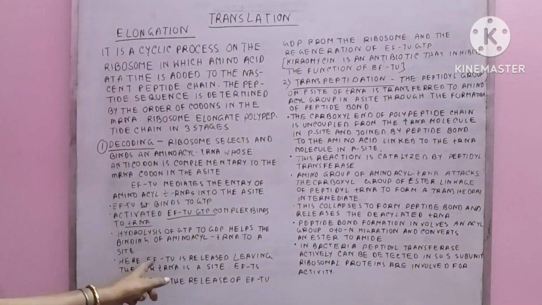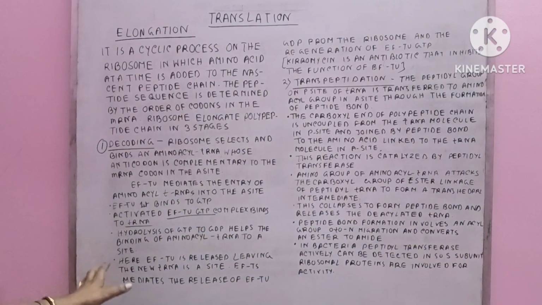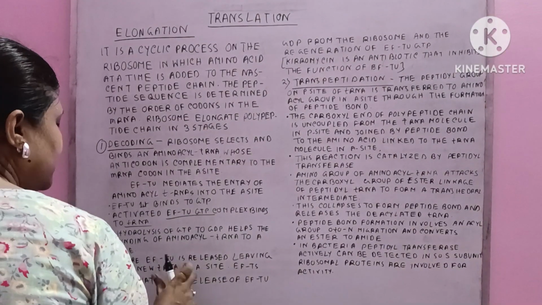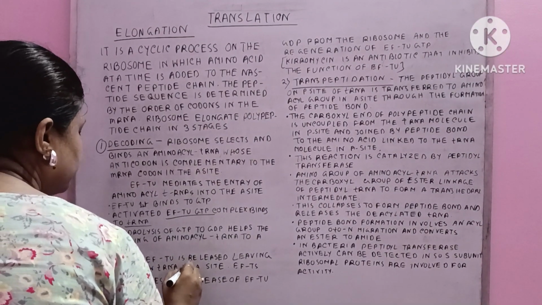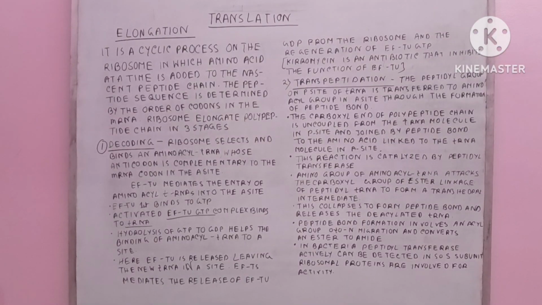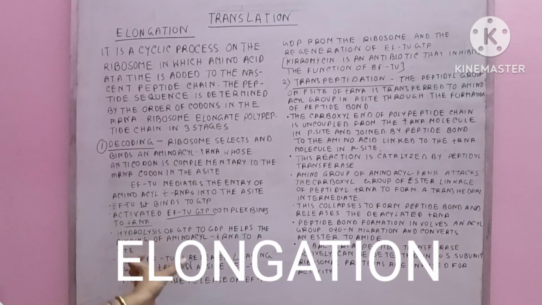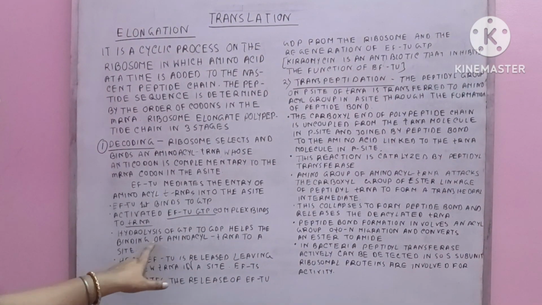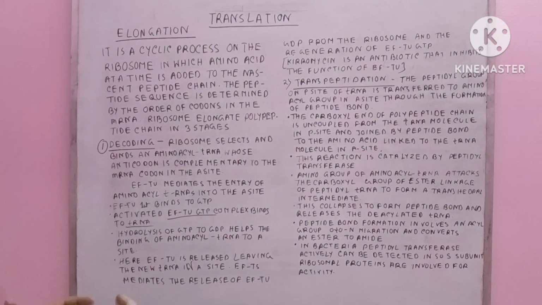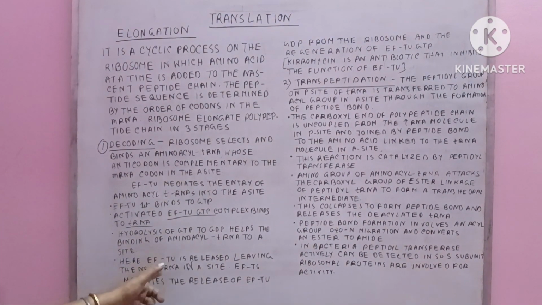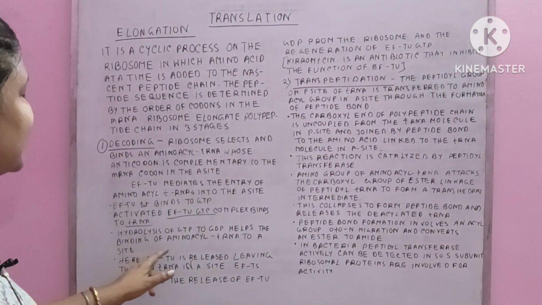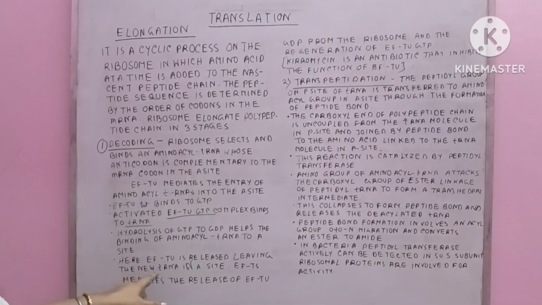Next point is that EF-Tu is released, leaving the new tRNA in the A site. So when the binding of the tRNA is completed, then the role of EF-Tu is finished. The function of EF-Tu is now not needed, so that's why it is released, leaving the tRNA.